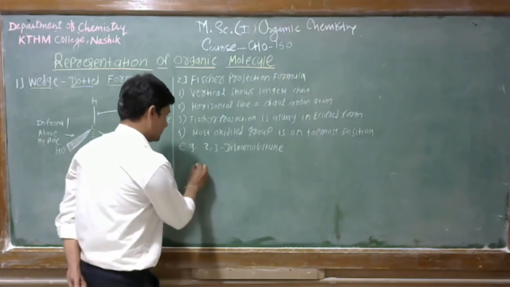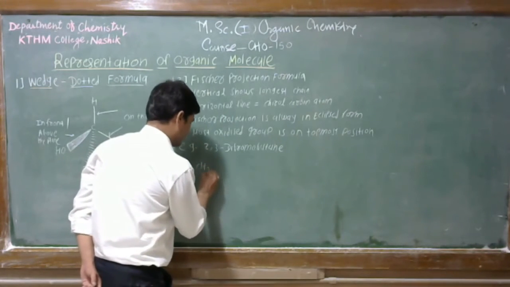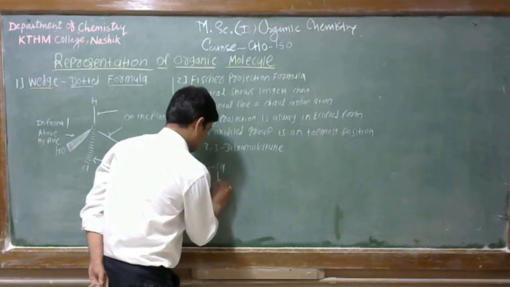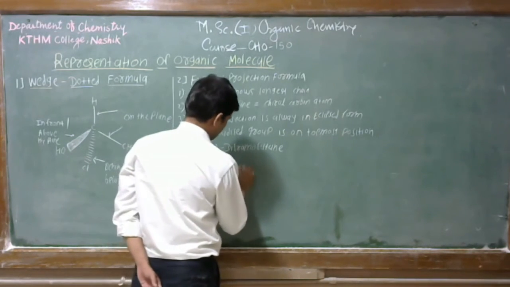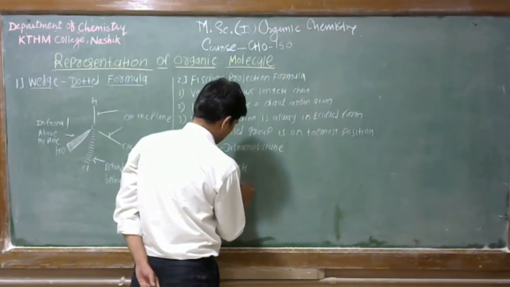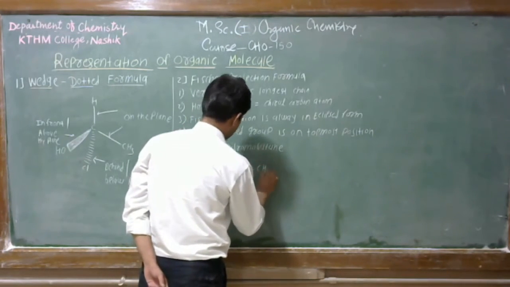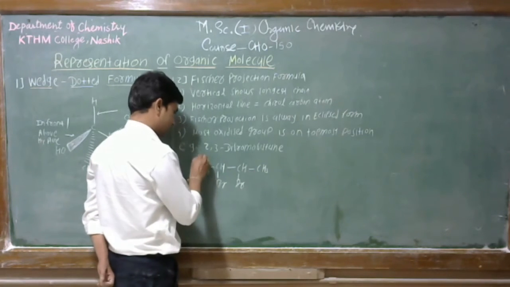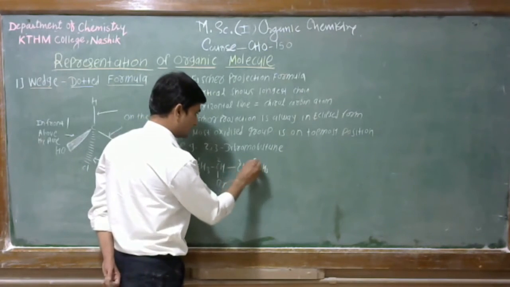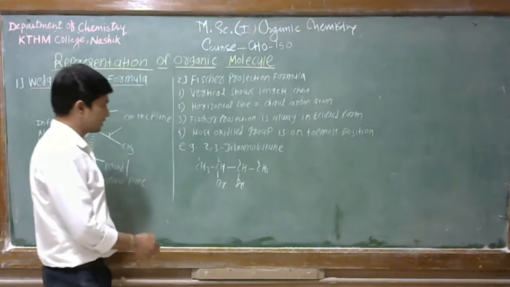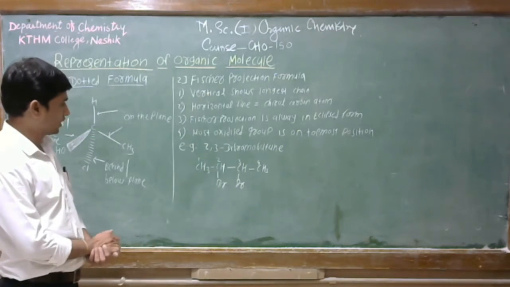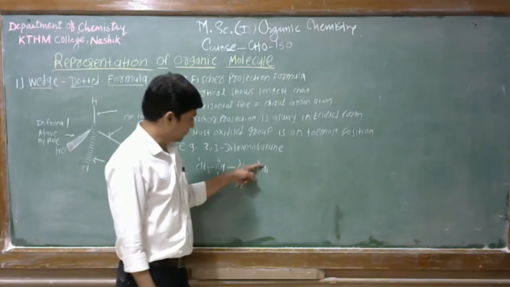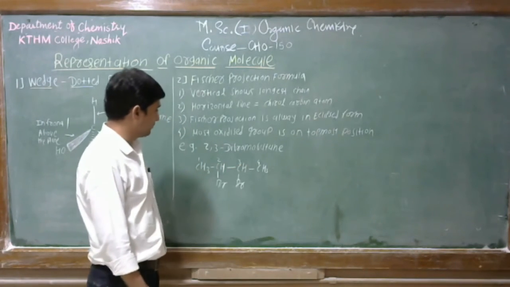See here, this is the structure of 2,3-dibromobutane: CH3, CHBr, CHBr, and CH3. If we number the carbon chain, this is 1, 2, 3, and 4. This is the 2,3-dibromobutane compound, and the longest chain is the chain which has 4 carbon atoms.